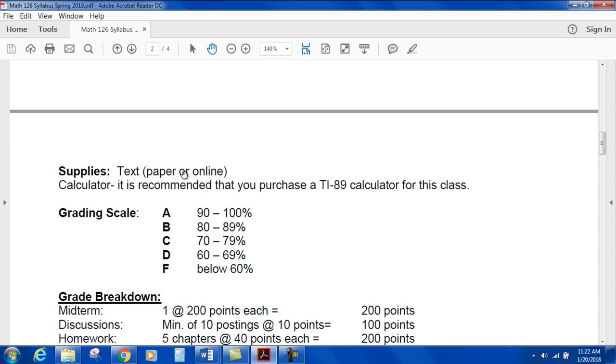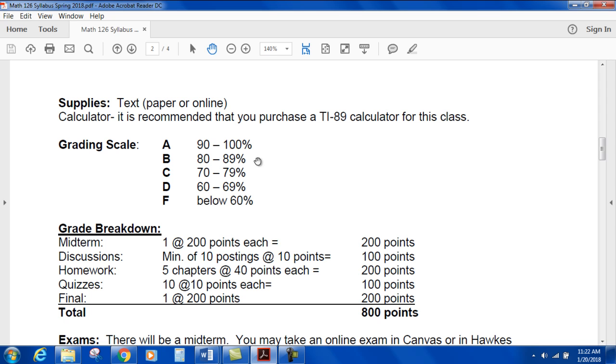Supplies: a textbook is necessary, either paper or online. A calculator: it's recommended that you purchase a TI-89 calculator for the class. And there's our grading scale: A, B, C, D, F.